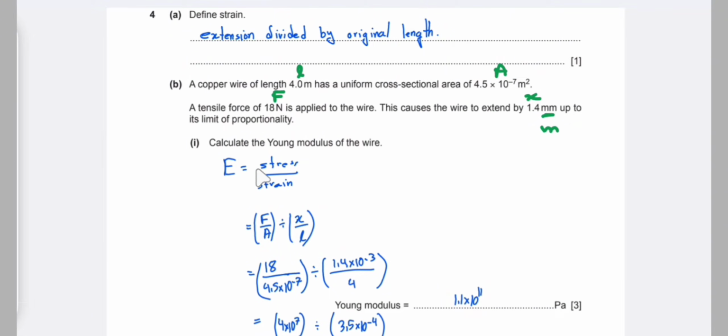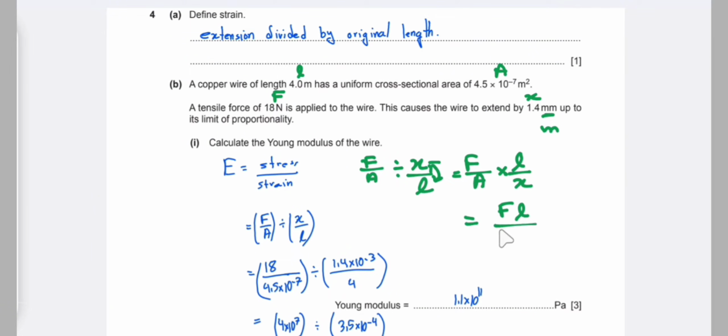So we know that Young modulus is equal to stress by strain, and stress is equal to force per unit area. Strain is the extension divided by original length. Since we convert divide into multiply, length and x would reverse, so length comes upward and x comes below. So Young modulus is force into length by area into extension. We know the value of force, we know the value of area, and the original length is 4 meter. And what is the extension?